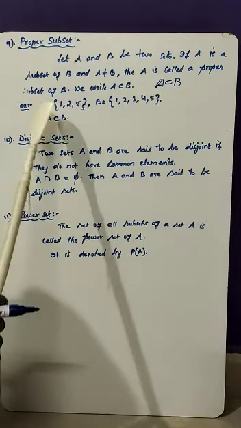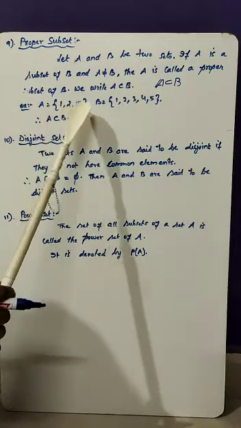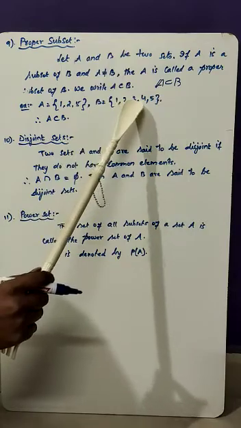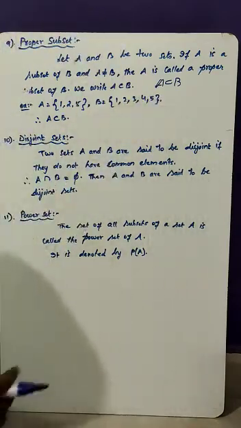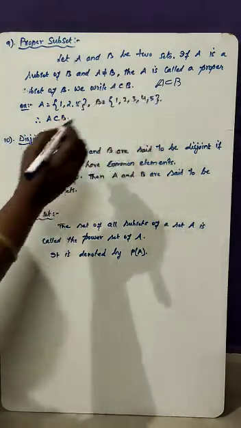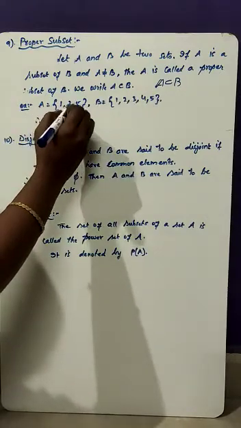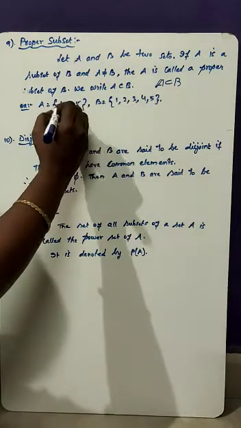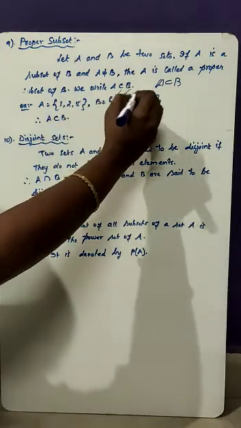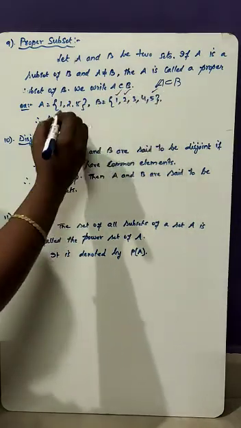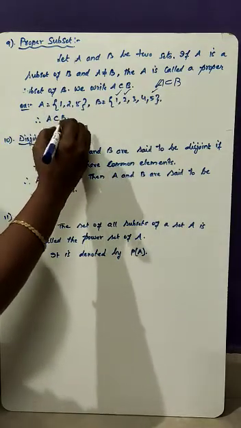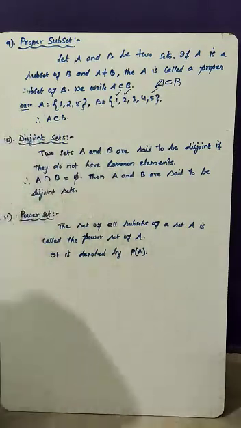For example, A is equal to {1, 2, 5} and B is equal to {1, 2, 3, 4, 5}. Now look here: 1, 2, 5 are in A and 1, 2, 5 are also in B, so it is a subset of B. That means A subset B. That is the example of A proper subset of B.